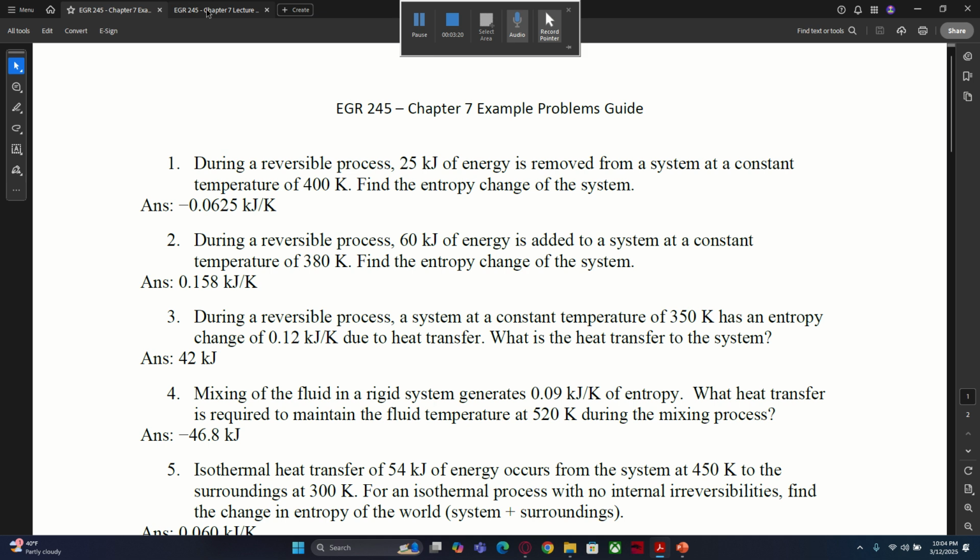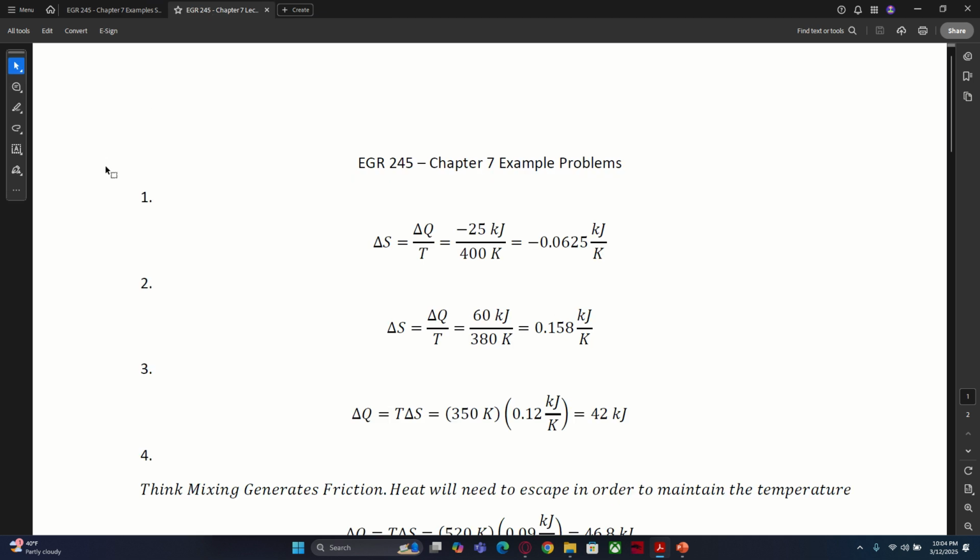All right, this just involves rearranging our equation from delta S equals delta Q over T. Delta Q is just the temperature times the change in entropy, T delta S. Therefore, 350 Kelvin times 0.12 kilojoules per Kelvin. Kelvins cancel, and we're left with 42 kilojoules of heat transfer.